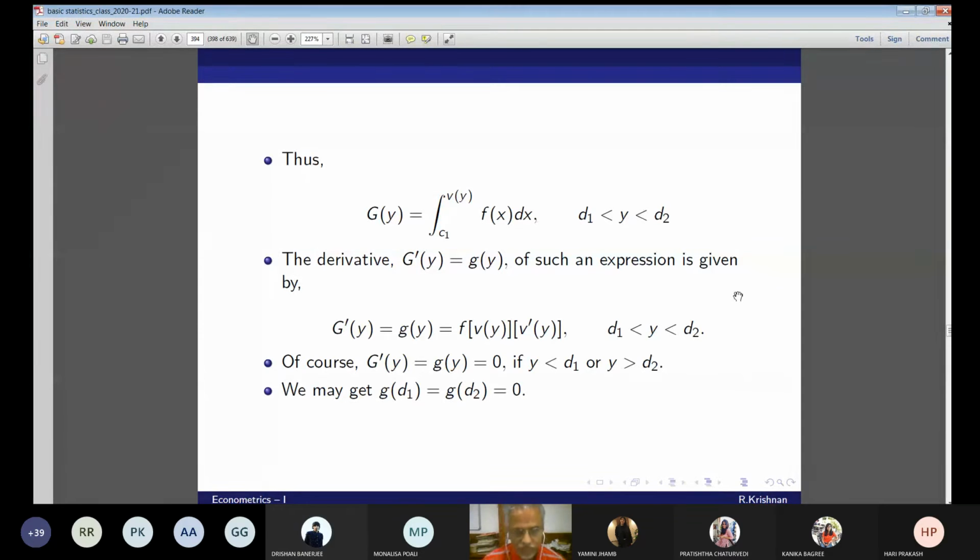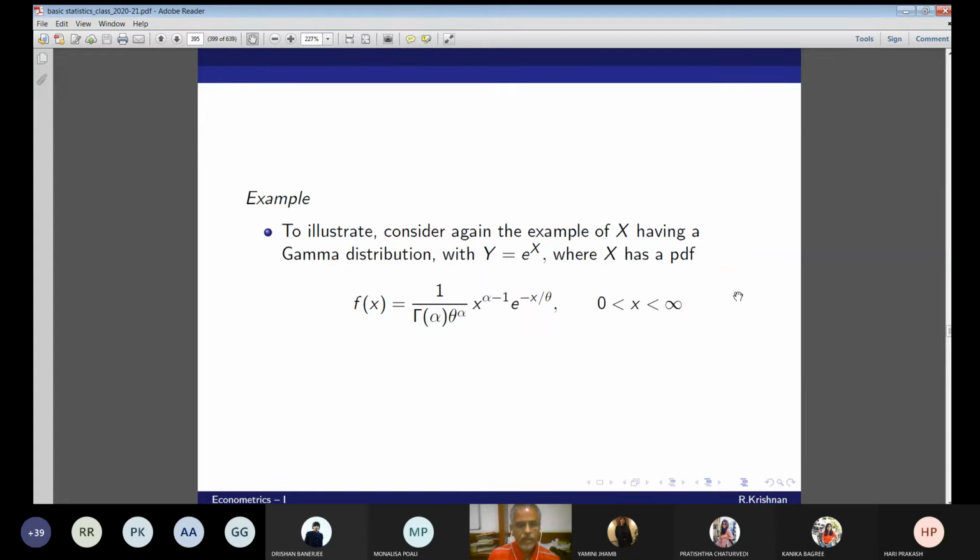So the derivative g prime y of such an expression is given by g prime y equal to f of vy, a function of y, a function of a function, so a functional. So the first derivative of vy, of course g prime y is equal to 0, and we may get g d1 equal to g d2 also equal to 0 for the same stuff. Okay, look at this formula.